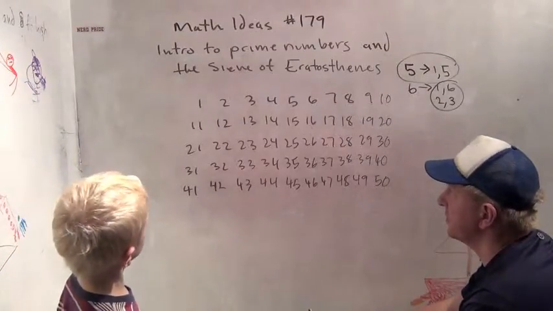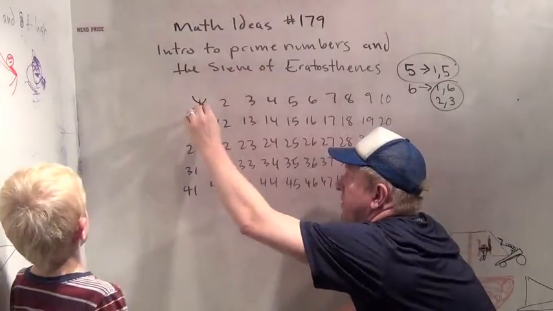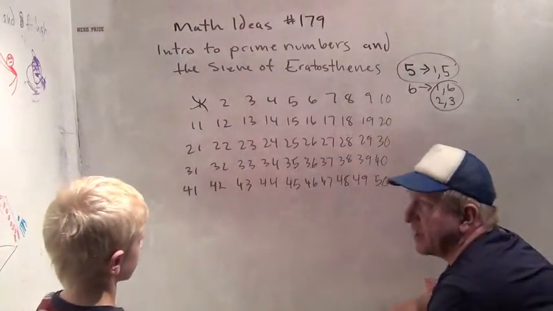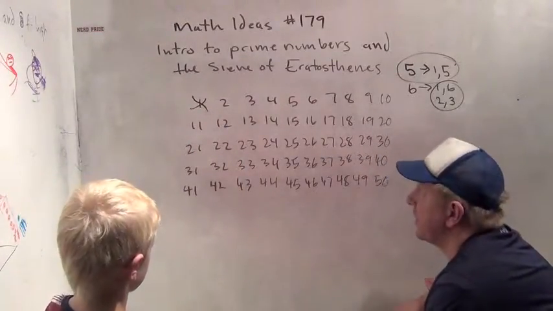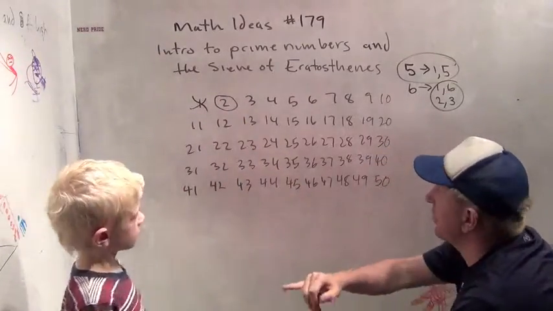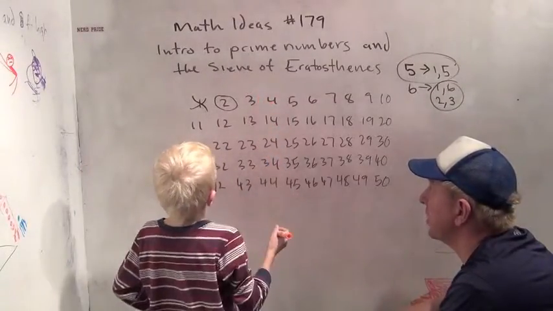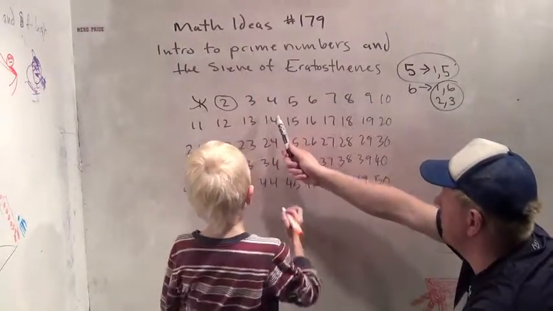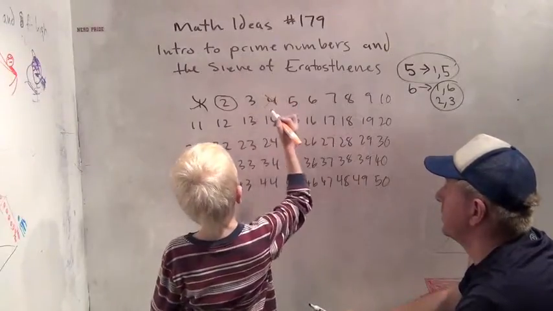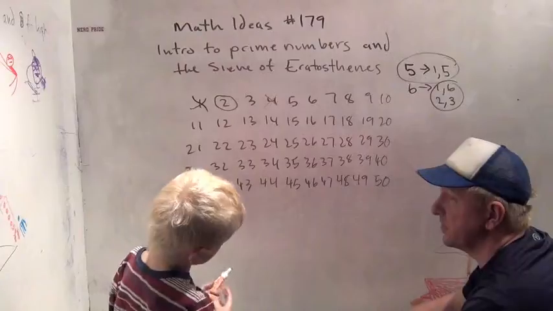So the first thing we do is we ignore 1. I'm just gonna cross out 1. 1 is a special number, and we just say that it's not prime. But now the first number we come across is 2, and I want you to cross out with your orange marker all the multiples of 2. So leave 2, but cross out 4. What's the next multiple of 2, when you count by 2s?